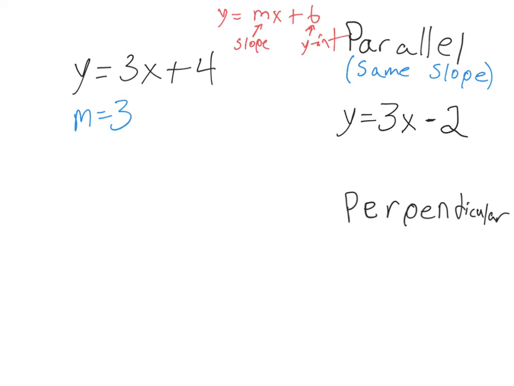For it to be parallel, my y-intercept has to be different in my parallel line than my original line, because parallel lines never intersect. So now, let's go to perpendicular. Now, perpendicular is saying the slope is the negative reciprocal.